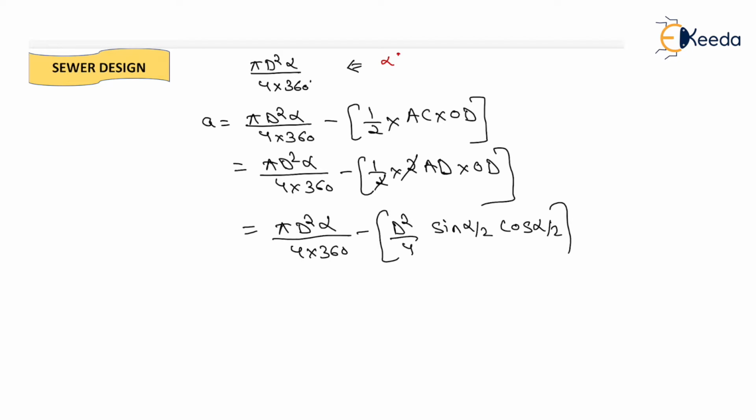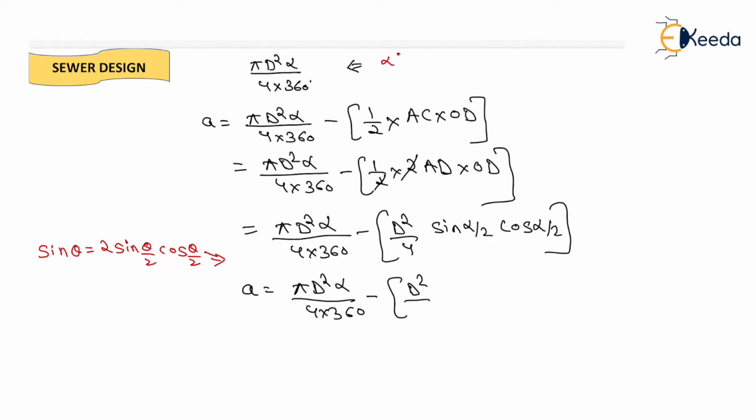But we know the expression sin theta equals 2 sin theta by 2 cos theta by 2. So we are just going to use this equation here. Now when we use this equation, we have the value of small a equals pi d square alpha upon 4 into 360 degree minus d square by 8 into sine alpha.